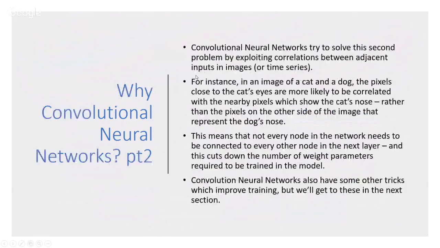Convolutional neural networks try to solve the second problem by exploiting the correlation between adjacent inputs in the images. For instance, with a cat and dog, it's looking for the pixels close to the cat's eyes rather than, say, the pixels of the dog's nose on the other side, because that's not relevant to picking up features. This means that not every node in the network needs to be connected to every node in the next layer, which cuts down the number of weight parameters required to be trained. Convolutional neural networks also have other tricks which improve training, but I'll get into them in the next section.